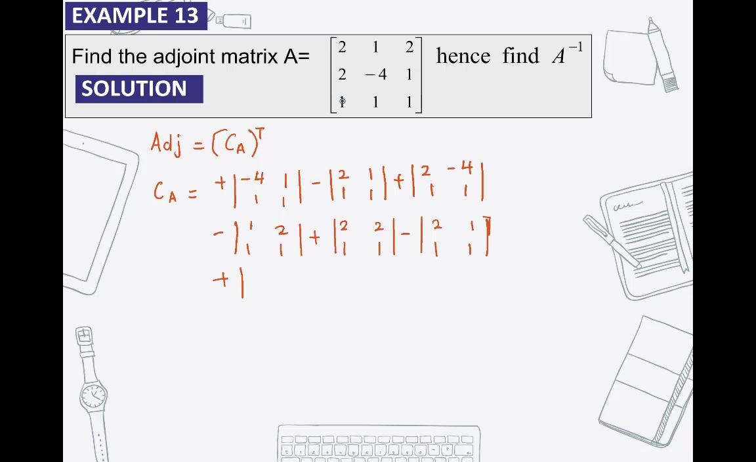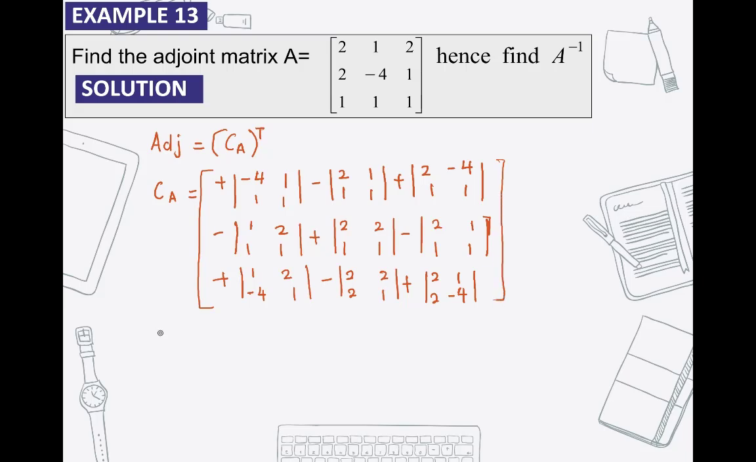To get the minor, we have to eliminate row 3 column 1 and the elements will be 1, 2, negative 4, 1. Minus, eliminate row 3 column 2, so we will be having 2, 2, 2, 1. Plus, eliminate row 3 column 3, so we will be having 2, 1, 2, negative 4. So we have done this before, finding the cofactor of a matrix.